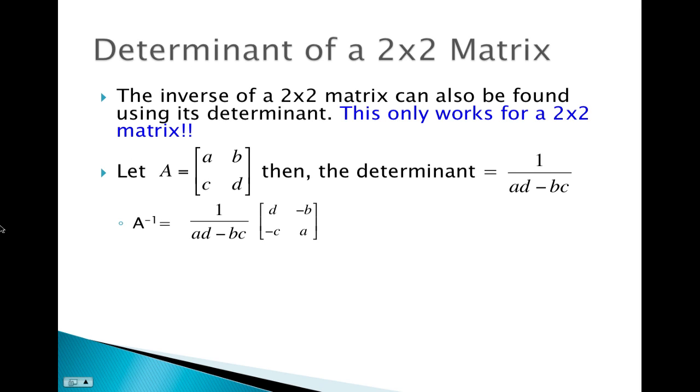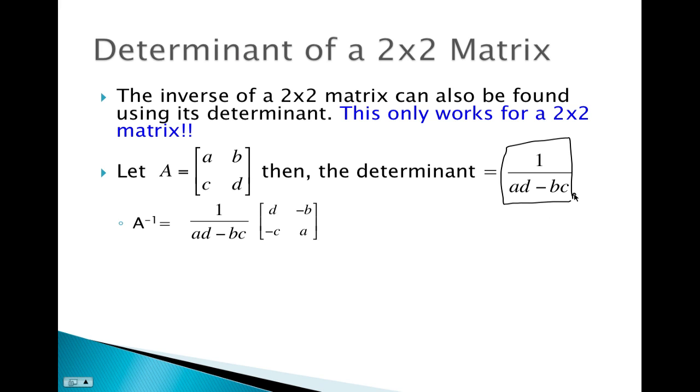Okay, so the method that we used on the previous slide can be used to find the inverse of any type of square matrix that has an inverse: a 2 by 2, a 3 by 3, a 4 by 4, a 10 by 10, and so forth. However, there is one other method that we can use specifically for a 2 by 2 matrix, and that's if we find the determinant of a matrix. The determinant can be found with the following formula right here.